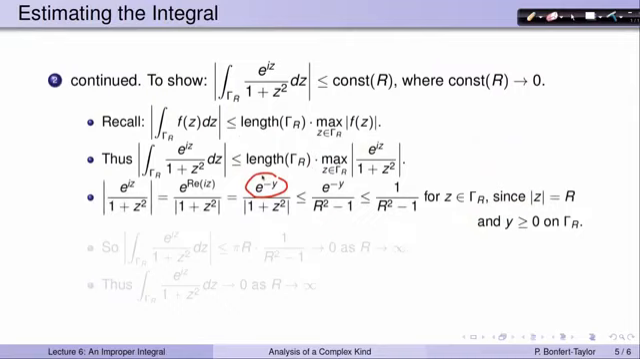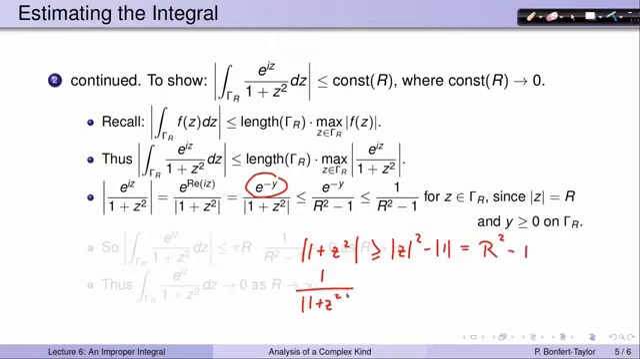The denominator is simply the absolute value of 1 plus z squared, and here we use the reverse triangle inequality. The absolute value of 1 plus z squared is greater than or equal to the absolute value of z squared minus the absolute value of 1. The absolute value of z squared in that semicircle is always equal to r squared, and so the denominator is bounded below by r squared minus 1. Since it's in the denominator, we found that 1 over the absolute value of 1 plus z squared then is bounded above by 1 over r squared minus 1. And that's what you see right here.